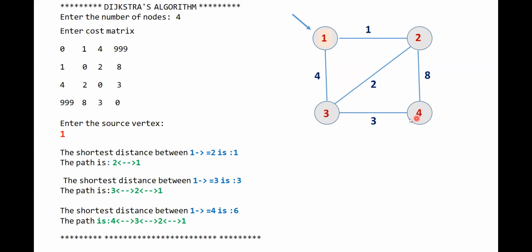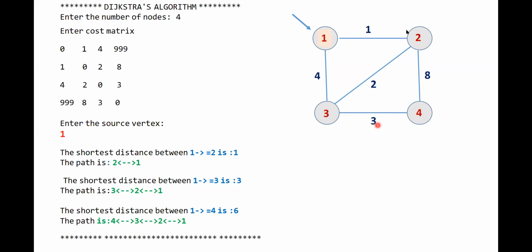So I must consider all the options, and select the best option among them as the shortest distance. As per the output, the shortest distance is 6. And what is the path? 1 to 2, 2 to 3, 3 to 4. This is the shortest path with cost 6.